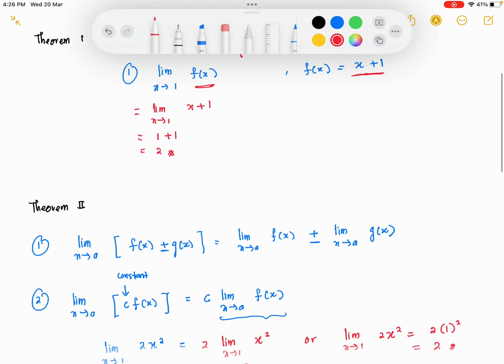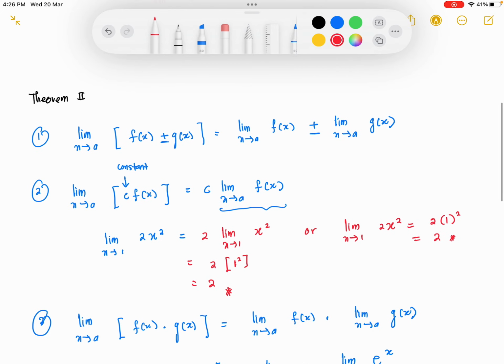Okay, next we have theorem number 2. Number 1: if we have the limit as x approaches a of two functions, f(x) plus g(x), we can separate this limit into two limits: the limit as x approaches a of f(x) plus the limit as x approaches a of g(x). We can separate these two limits. Or if we have a negative sign, we just put a negative here.